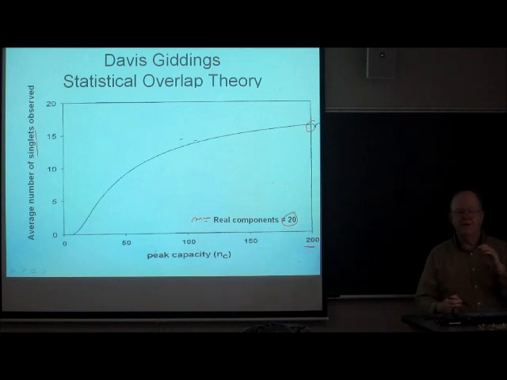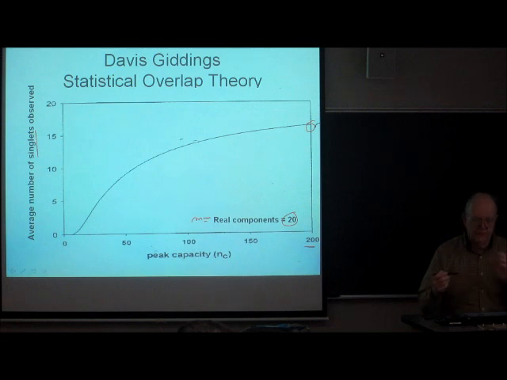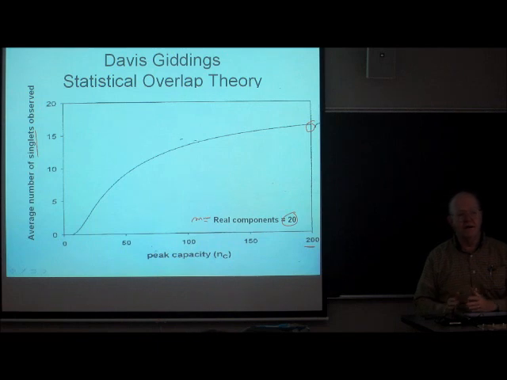We're still going to see considerably fewer than 20 peaks. I'm sorry, 20 pure peaks. It's on the order of 16 pure peaks when your peak capacity is 10 times higher than the number of components. This is not a favorable situation.